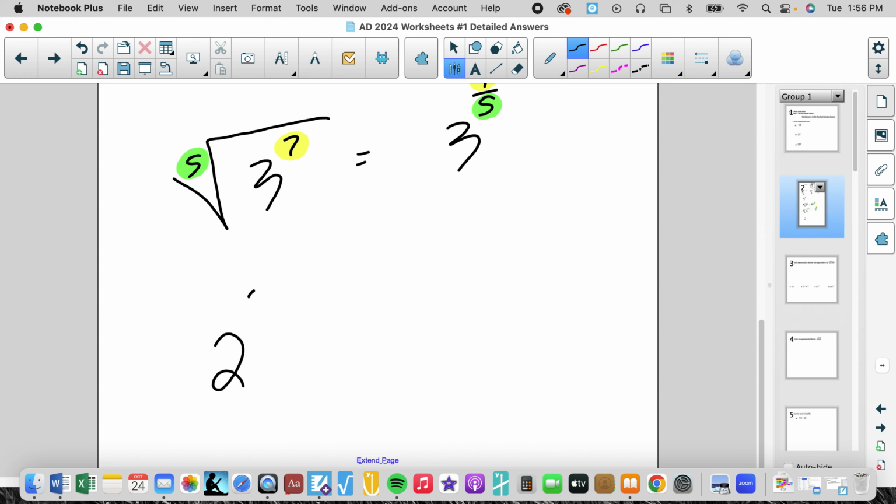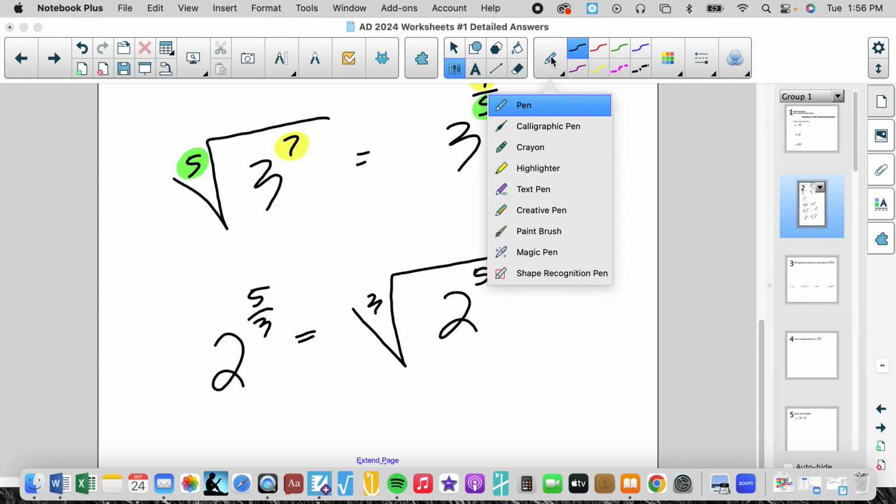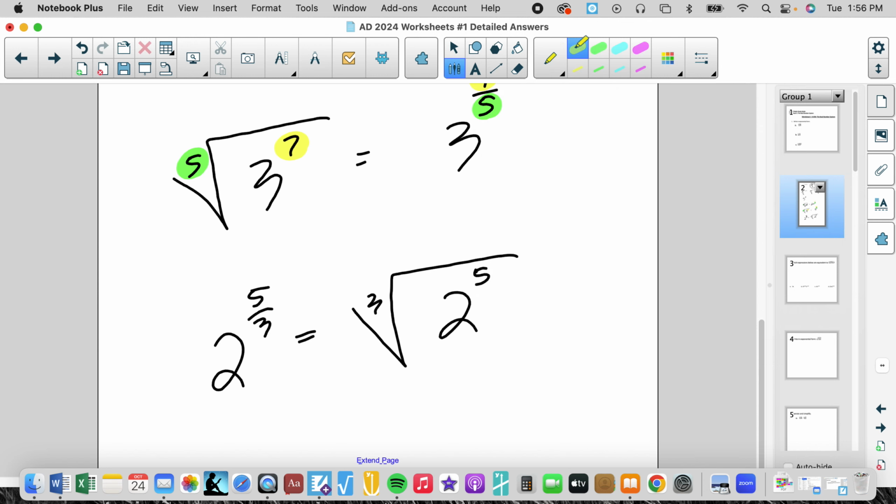And if we did the flip side of that, if we saw it in exponential form, 2 to the 5/3, that would be converted to, we know the base is 2, we know the numerator is going to be our power, and our denominator is going to be our root. So we can just convert it in that manner. Numerator is power, denominator is always going to be our root. So let's look at a couple of these.